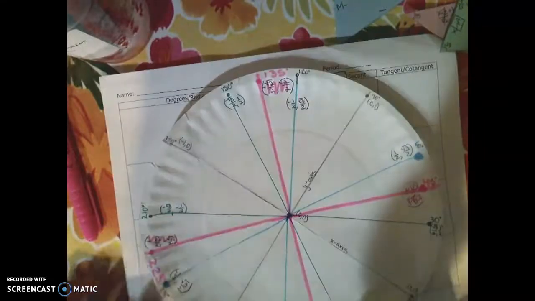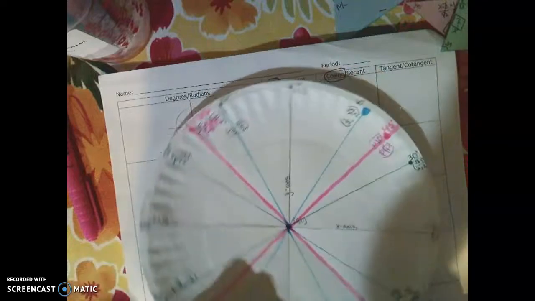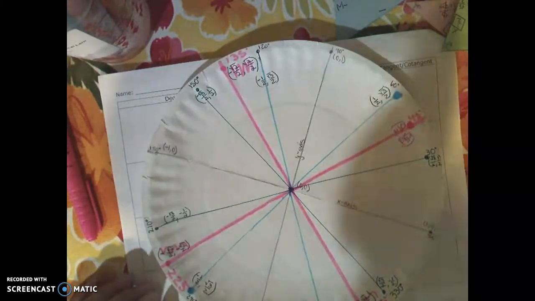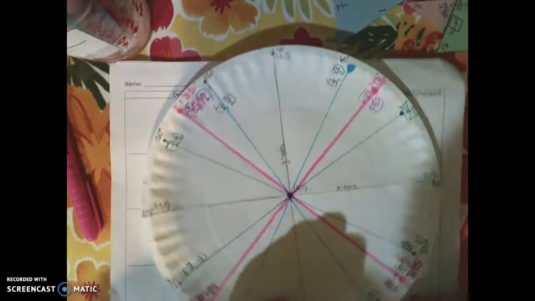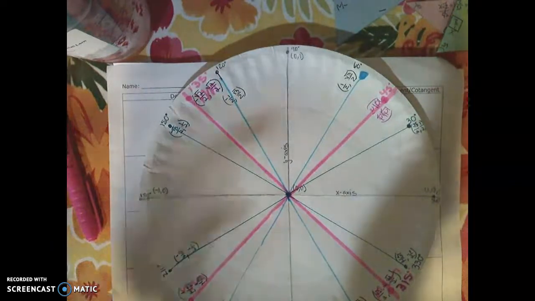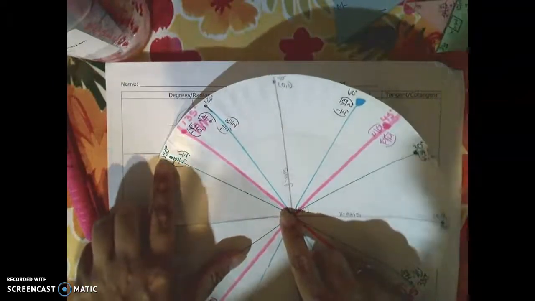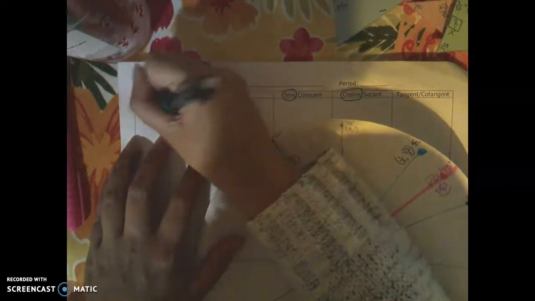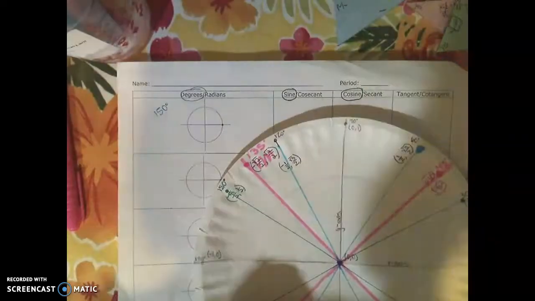So for our degrees, you're going to pick any degrees that you want, as long as it is not on the x or y axes, because those are going to be a little bit more challenging. Okay, so I'm just going to randomly pick a value, this green angle right here of 150 degrees. So under degrees, I'm just going to put 150 degrees right there.